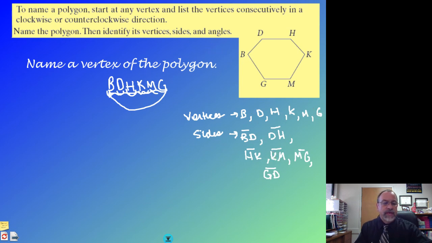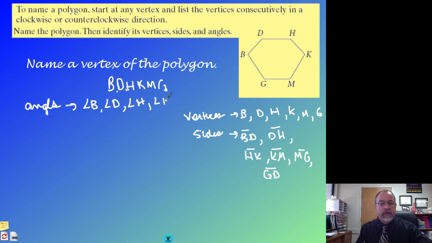Then if we wanted to list the angles, the nice thing again about putting this in order is that these are also the angle names because there's only one angle at each corner. So my angles, let me put this over here, would be angle B, angle D, angle H, angle K, angle M, and angle G. So once the name is in order, you can pretty much use the name to list all the vertices, all the angles, and all the sides.